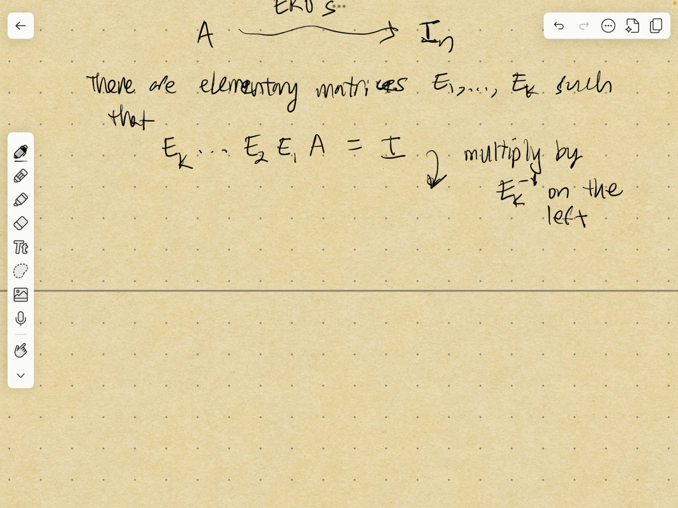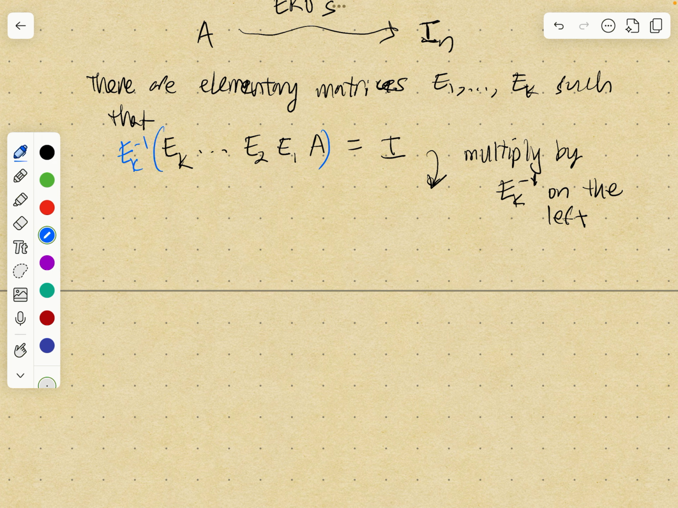So that will give me, do you see what I'm going to get? Maybe I'll use a different color. So you multiply this whole thing by EK inverse. On the right, I'm going to get EK inverse.